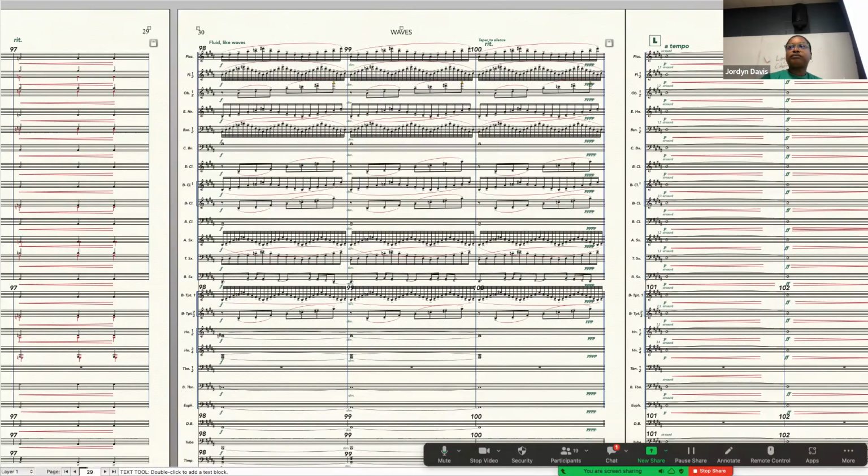I'm really curious. I'm just looking at the score. I'm just curious, how easy is it for people to read out the triangles?